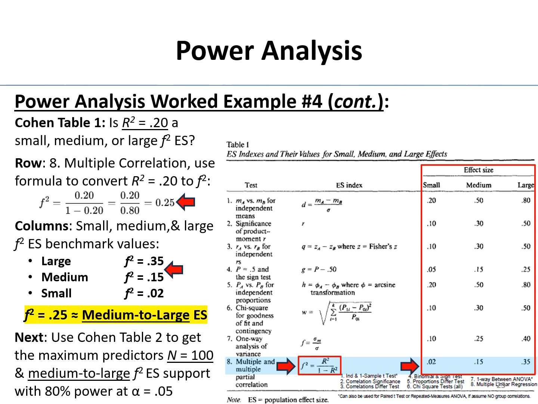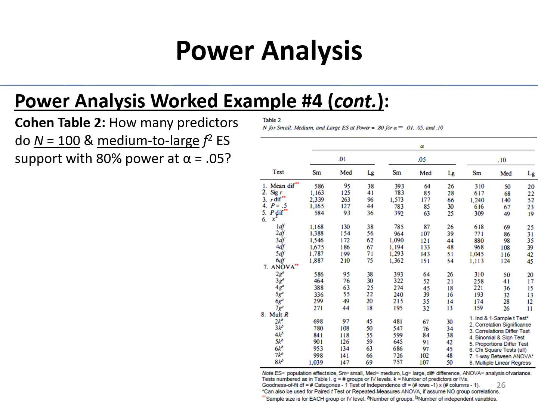So next, we're going to use Cohen's table 2 to get the maximum number of predictors that the researcher can include based on a sample size of 100 and this medium to large F squared effect size. What's supported, maintaining 80% power and alpha of 0.05? So off to Cohen's table 2, and this is the one that has the sample sizes. The question here is, how many predictors do a sample size of 100 and a medium to large Cohen's F squared effect size index support, maintaining 80% power and an alpha level of 0.05?